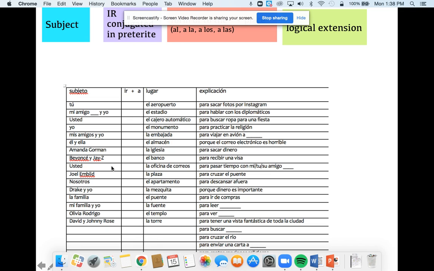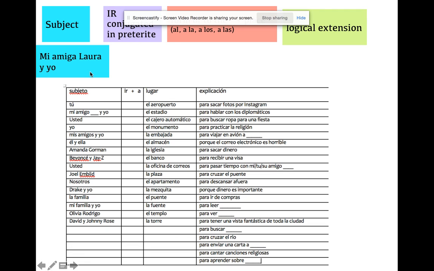All right, so let's pick a subject, any subject. Now, if you see a blank like this, that means there's something for you to fill in on your own. So my friend, mi amigo, blank, y yo. Well, mi amiga Laura y yo. Okay, so if the subject of the sentence is mi amiga Laura y yo, we need the form of ir conjugated in the preterite. Well, mi amiga y yo would be like nosotros, we, right? So the form of ir would be fuimos. Nosotras fuimos. Or mi amiga Laura y yo fuimos.